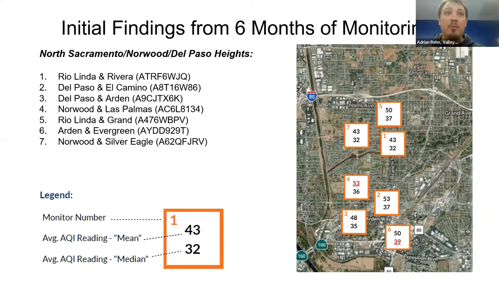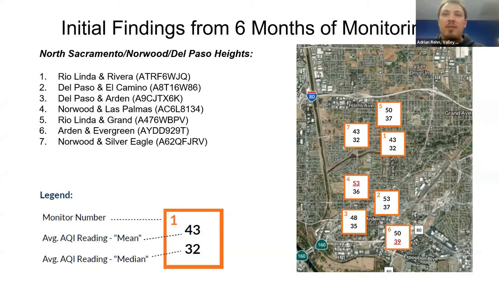So 50, remember, was moderate. That's not good air quality, that's moderate air quality. And again, this is an average, so half the time, roughly, it's worse, half the time it's better. The second number below that is the median. If you line up all the different readings, and these monitors take readings every 15 minutes, and you pick the one in the middle, that's your median. So it's just a different way of looking at averages. Most people probably think of the mean, the top number, as the average.